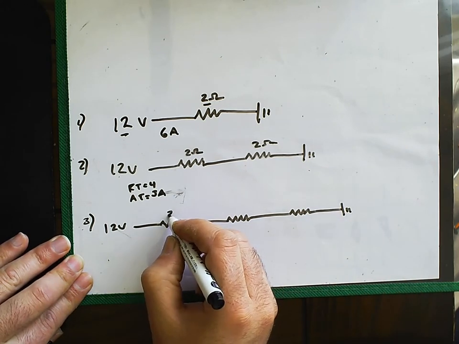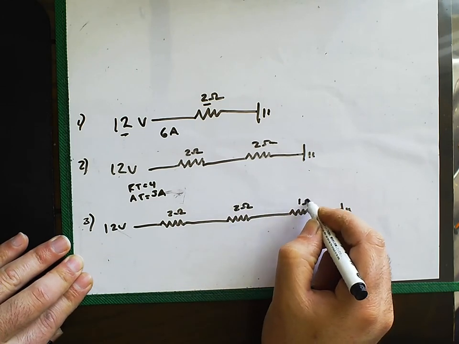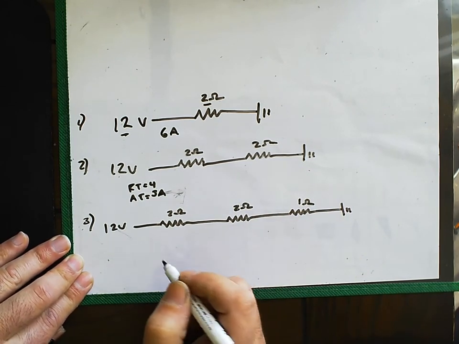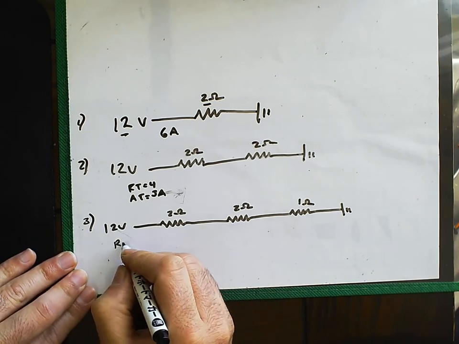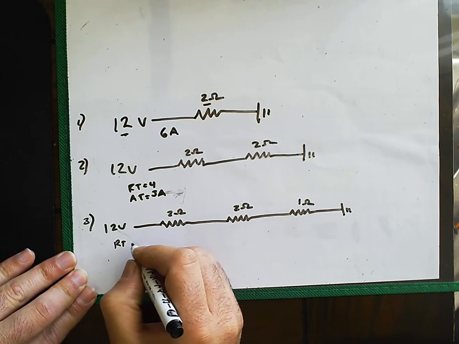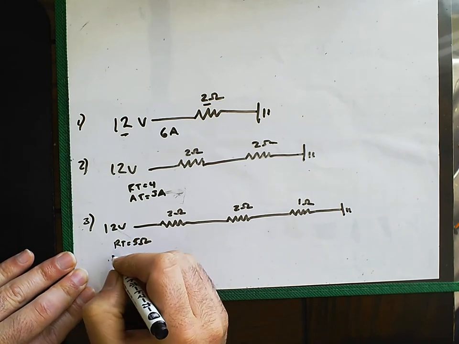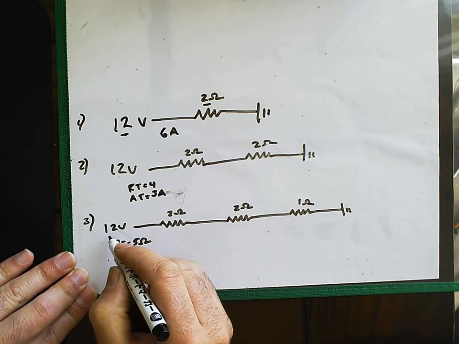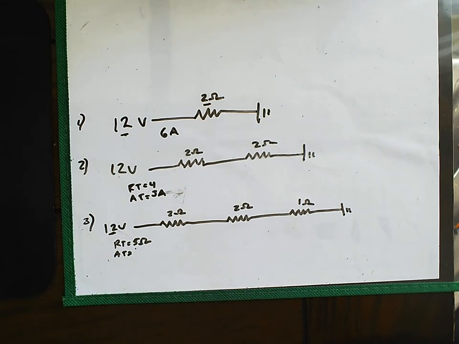Okay, so again, 2 ohms, 2 ohms, maybe 1 ohm. Whatever the values are, this is just to understand what's happening in the circuit. Again, my total resistance is going to be 2 plus 2 plus 1. So 2, 4, 5 equals 5 ohms. My total amperage is going to be voltage divided by resistance. So 12 divided by 5 is 2.4.